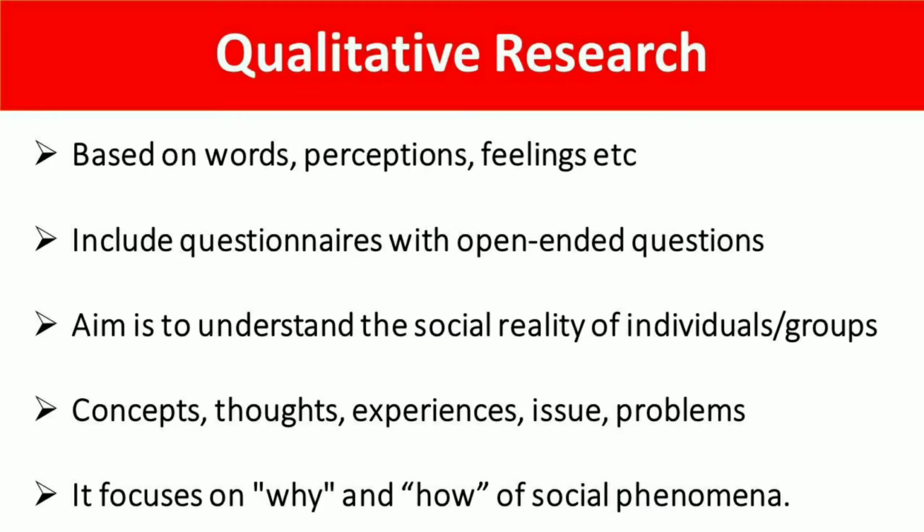Qualitative research methods are based on words, perceptions, and feelings of an individual on a specific subject rather than numbers, and they conclude the questionnaires with open-ended questions. The aim of this type of research is to understand the social realities of an individual, group, and cultures as nearly as possible as its participants feel it. Therefore, it is generally used when you want to understand something like concepts, thoughts, experience, opinion, perception, issues, problems, and focus on why and how rather than what of social phenomena.